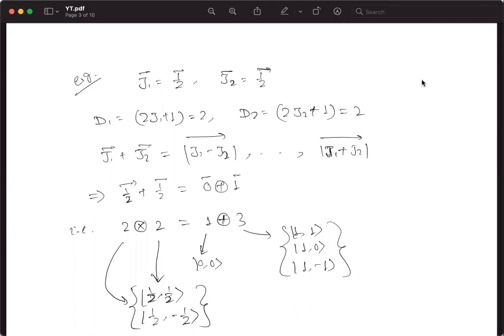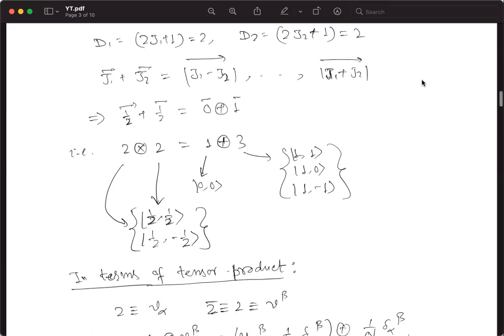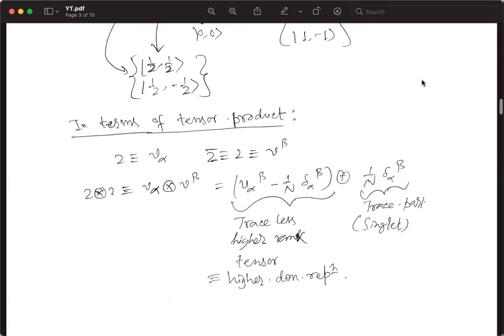Now remember, this we have not employed here so far in the Young tableau technique. This we have derived using the angular momentum. But because we already have the knowledge of the angular momentum, it's quite natural for us. Also, we can realize this thing in terms of the tensor product.